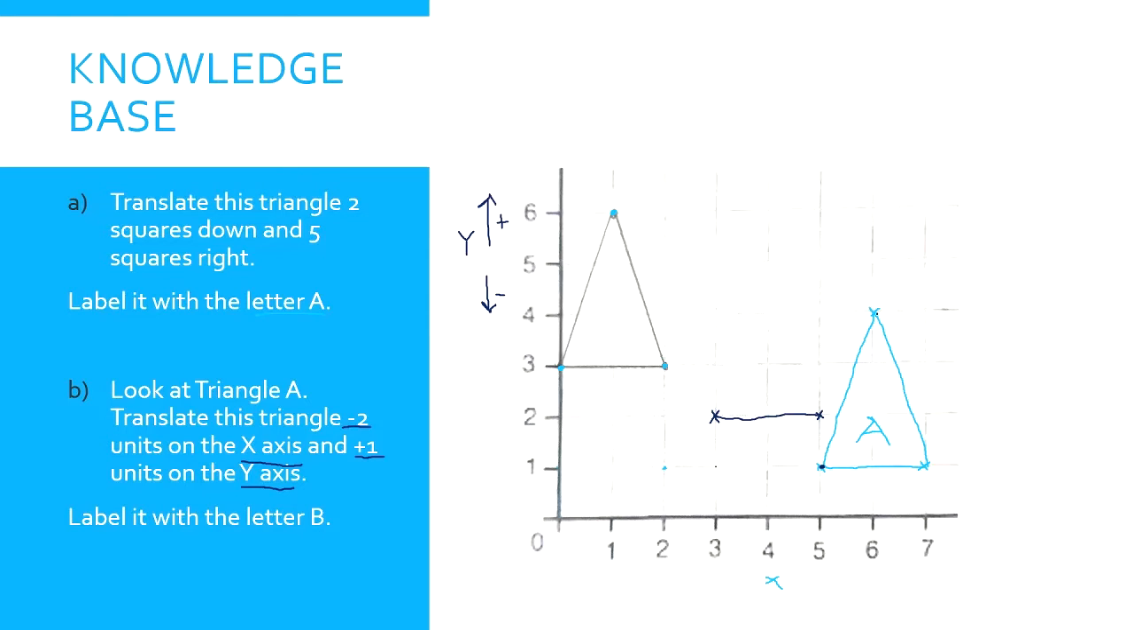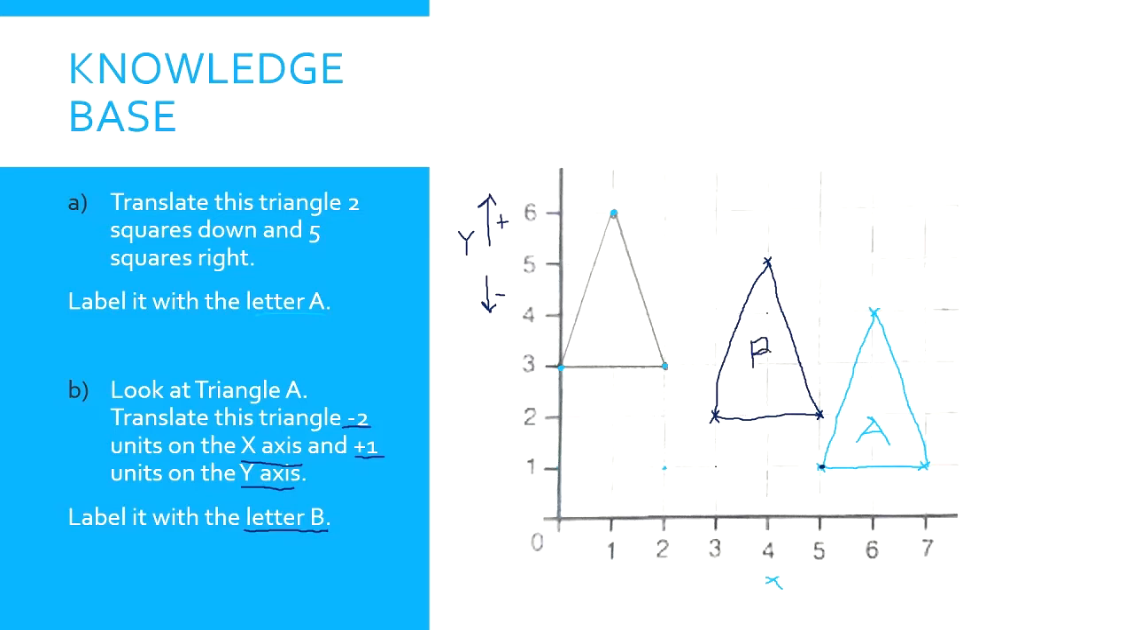And same thing again for this last point at the top here. I'm going -2 along the x-axis and +1 along the y-axis, putting my point here, and I can see 1, 2, 3 squares up from the middle of the line here, and I'm going to now draw my triangle on like so. And finally, I'm told that I need to label this triangle with the letter B, so I'm going to make sure I do that.